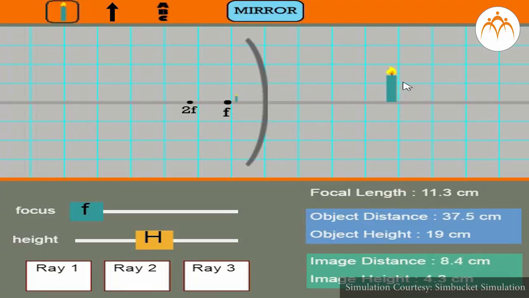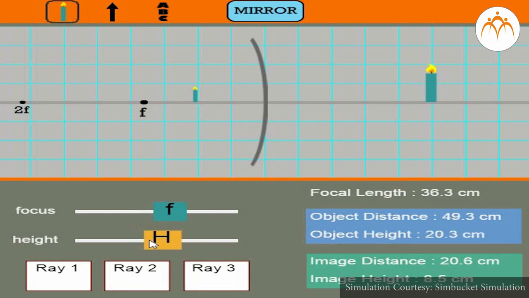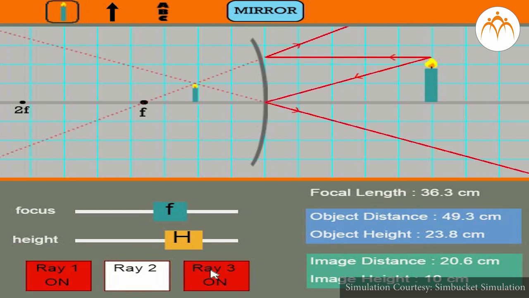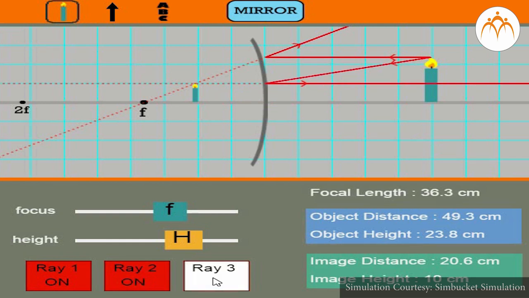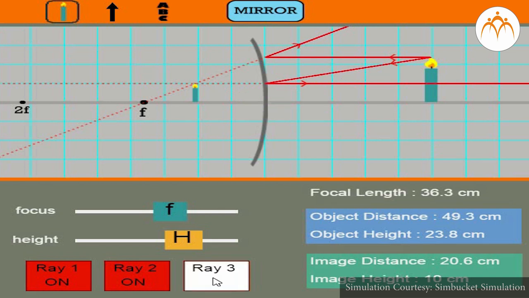We will use the SimBucket simulation to visualize ray paths for a convex mirror. The object is placed at any position along the principal axis in front of the convex mirror. Its height also can be changed using a slider. In all scenarios, we found that the image is always smaller. It is located behind the mirror, hence virtual, and is upright. Unlike concave mirrors, convex mirrors always produce images that share these characteristics. As such, the characteristics of the images formed by convex mirrors are easily predictable.